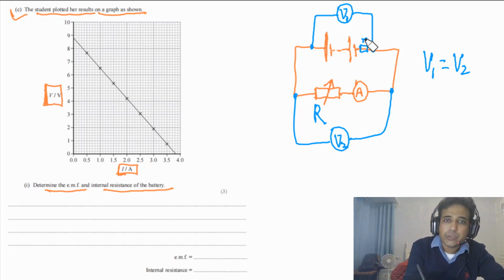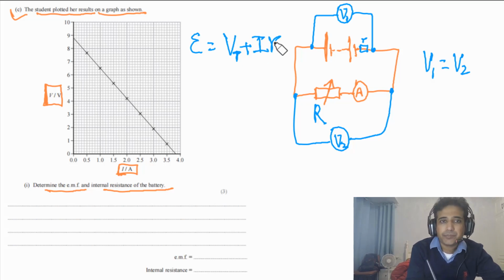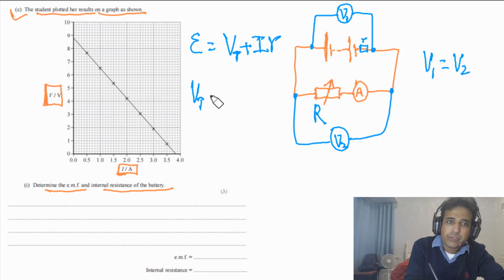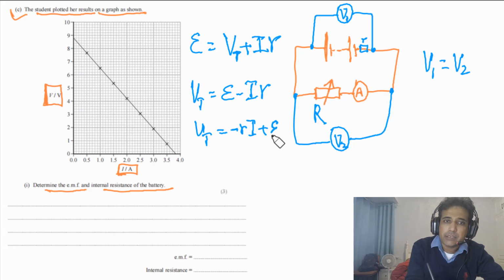Now how can we write down the equation for this one? Simply we can say EMF, this one has to be this reading. This is also called the terminal potential difference, plus I times R. Now if we rearrange this one, we can write down Vt will be equal to EMF minus I times R. We can rearrange this a little bit again. We can say this is minus R times I plus EMF.